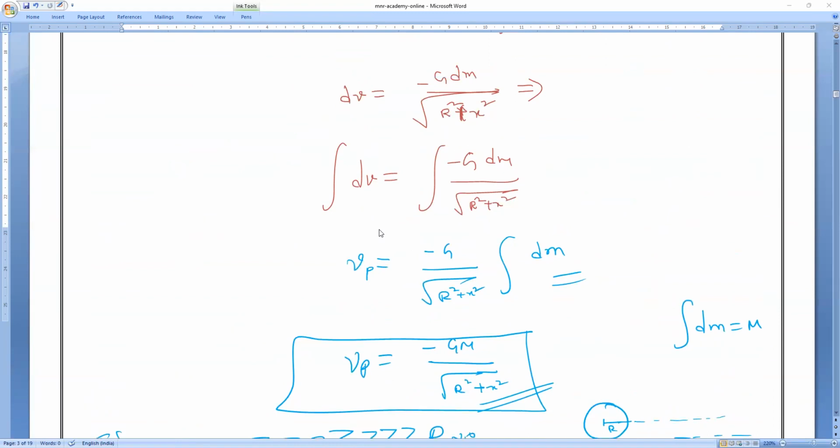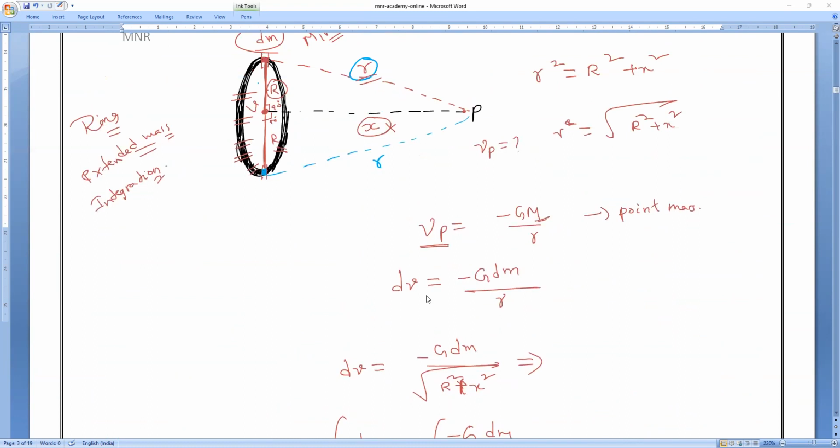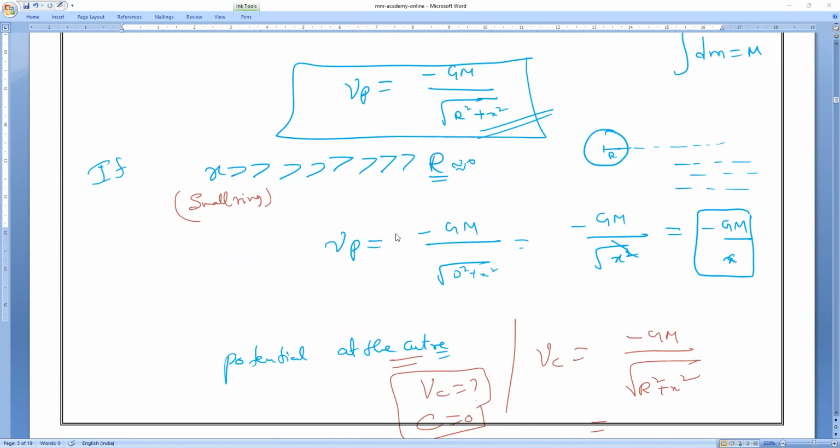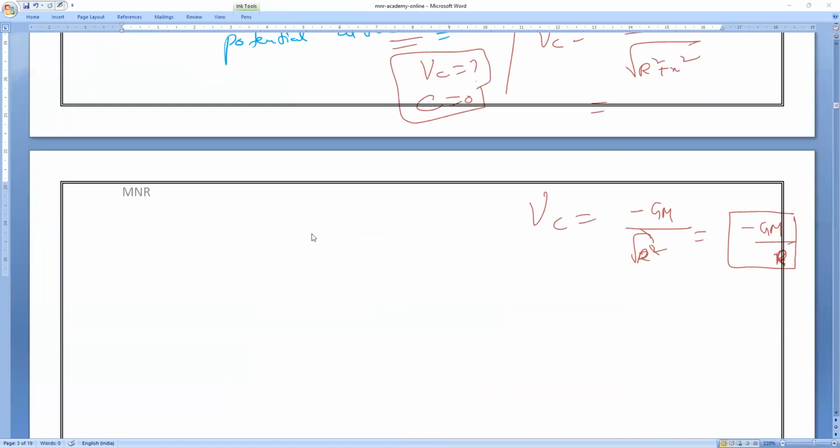Solve it, everything. So what is the VP potential formula? Minus GM divided by root over R square plus x square for a ring. Okay, understand, everybody? Yes, please. Any doubt you can ask me. Pradosh, can you hear me or not? Yes, sir. Finish till here. So what is the potential at the center, everybody? Minus GM divided by the radius of the ring. That is what you have to remember. Write it.